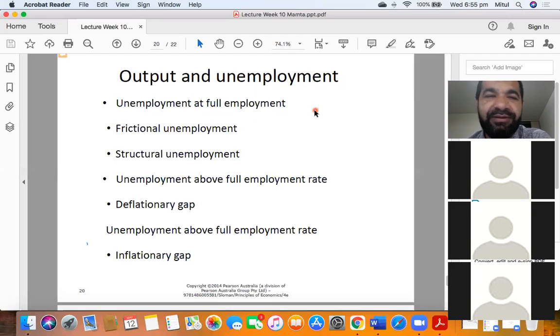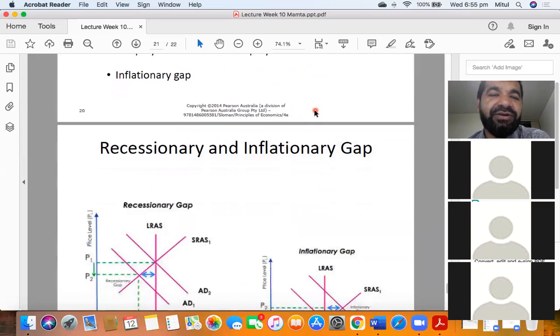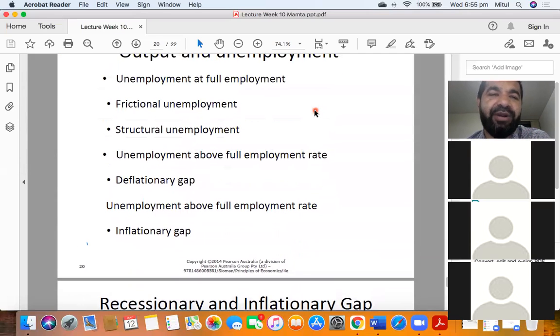Okay, let's go in here. Unemployment at full employment: frictional unemployment. What is frictional unemployment? Frictional unemployment means that you have a specific job skill, but you are not fit for the job you're currently doing. You're looking for something better. So currently you are in a job, but you are looking for another job. But in between this search, let's say 2 weeks, 4 weeks, you are unemployed. That's frictional unemployment.